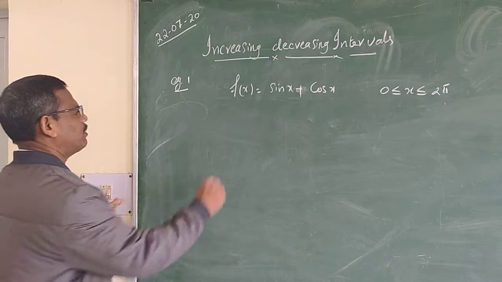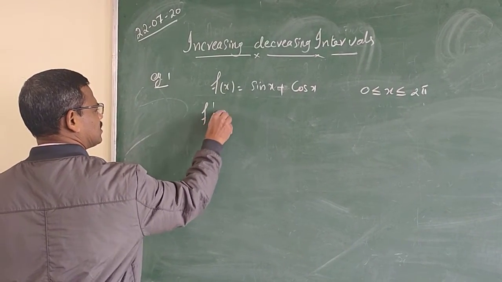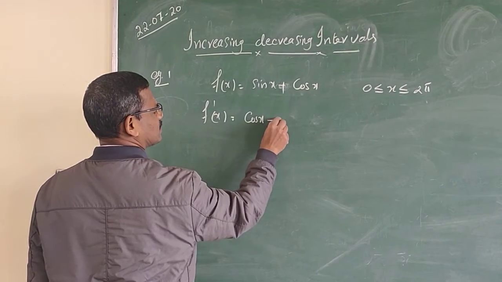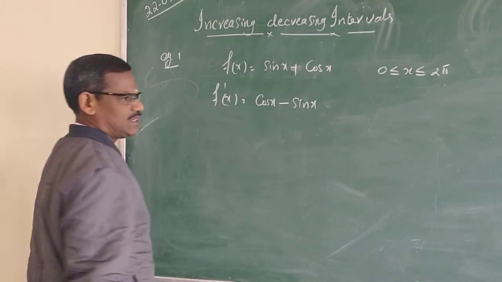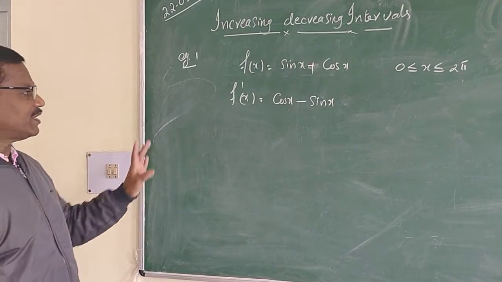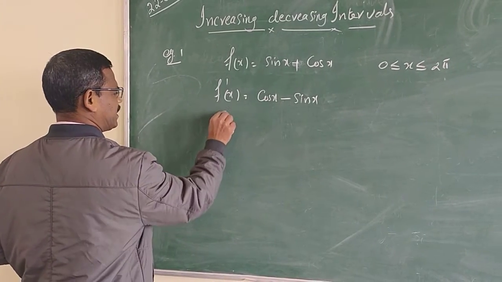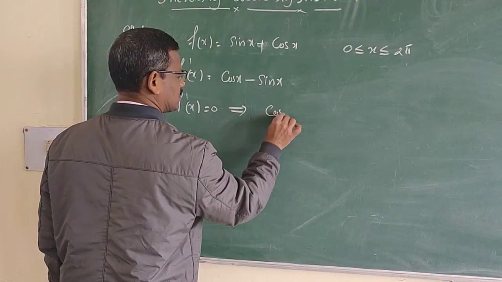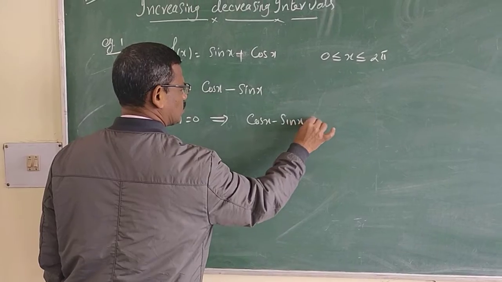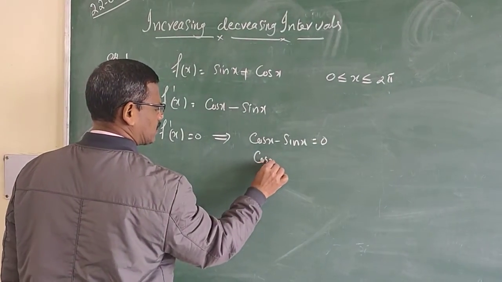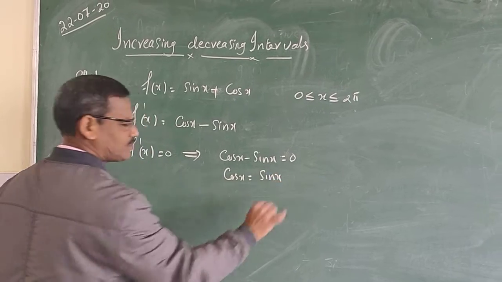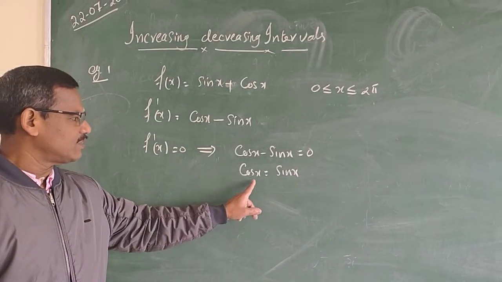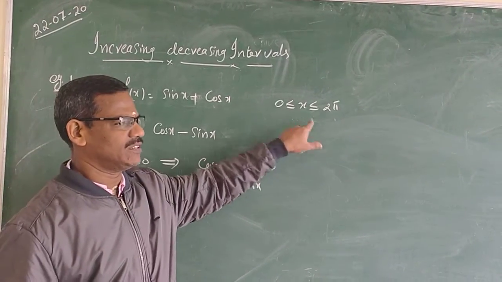And we know that we will be finding out the f dash x first. The derivative of sin x is cos x, and the derivative of cos x is minus sin x. That is the first step. And then we find the turning point by taking f dash x is equal to 0. That is cos x minus sin x is equal to 0. So it comes cos x is equal to sin x. Which are the values of x where cos x is equal to sin x in this interval? That is what we have to find.